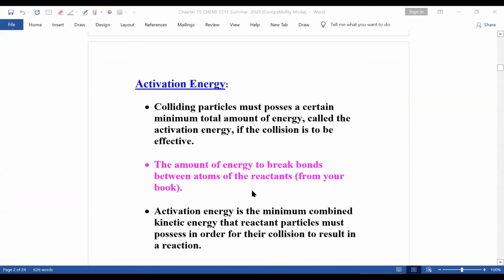You should know that. The next part of this theory is activation energy, and this is very important. And what it means is colliding particles must possess a certain minimum total energy, which is called the activation energy, if the collision is to be effective. In other words, you actually react. Another way of saying it is the amount of energy to break bonds of atoms of the reactants. That's from your book. I don't like that. Another one is activation energy. It's the minimum combined kinetic energy that particles must possess in order for the collisions to result in a chemical reaction. So what that means is I have two particles, they're coming together.